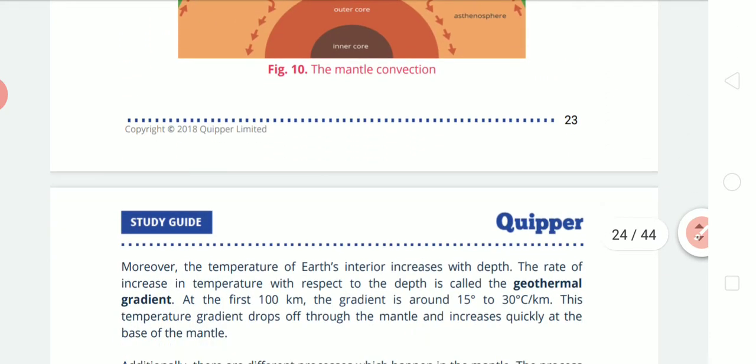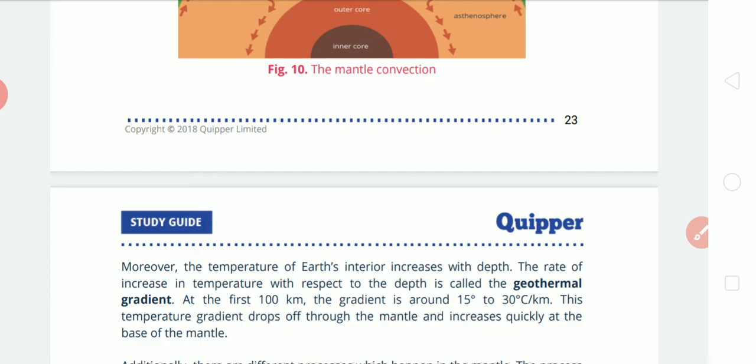Okay, so moreover, the temperature of the Earth's interior increases with depth. So as you go deeper, nag-increase ang iyang temperature. The rate of increase in temperature with respect to the depth, so ang kakusgon daw or ang kataason daw sa temperature with respect to the length of its depth or sa iyang kailalumon is called the geothermal gradient. So as you go deeper, mas mataas ang temperature.